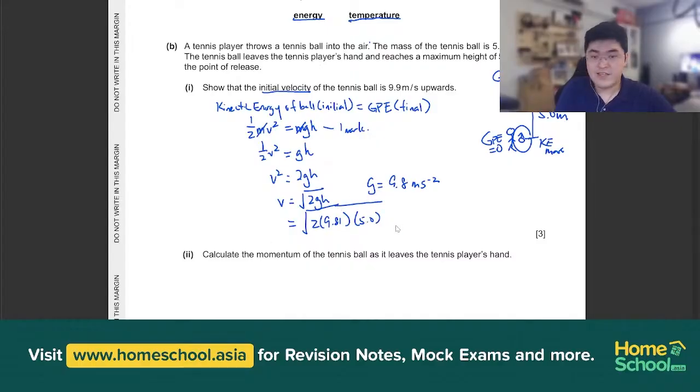Now you do the calculations, right? You will get 9.89, and probably a lot of nines, meters per second. And now you have to convert everything into two significant figures. So you get 9.9 meters per second. And of course, you must write two significant figures.